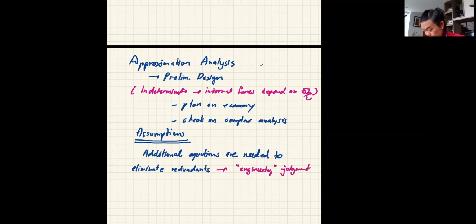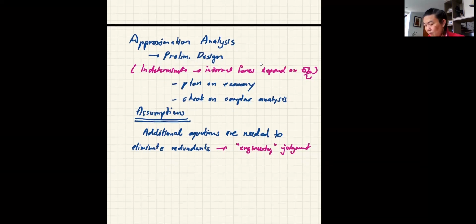Okay. And now, what can we do? We can do that by assuming locations of, this is a very important point, the point of inflection.